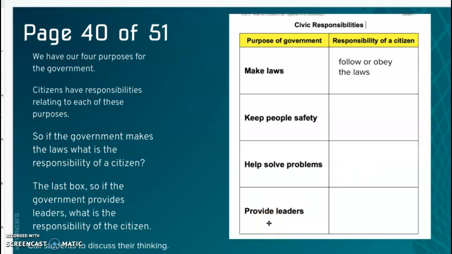And the last thing is the government provides leaders. The government will give us leaders to vote for. And so as a responsible citizen, we have to vote. And so voting is important.